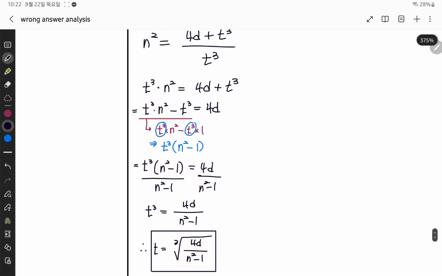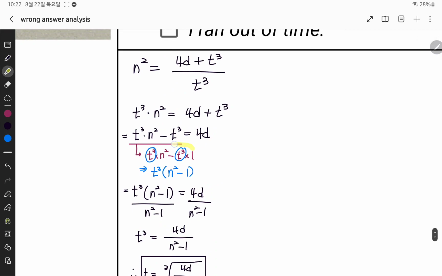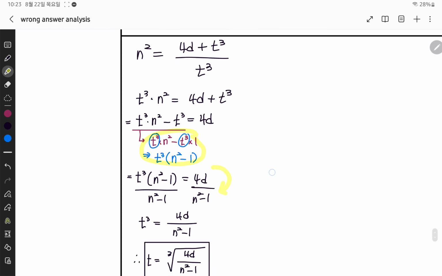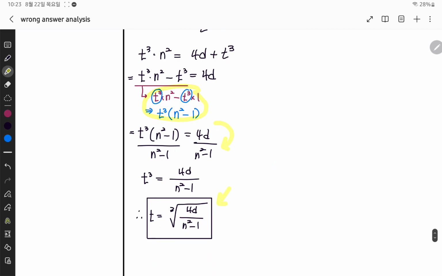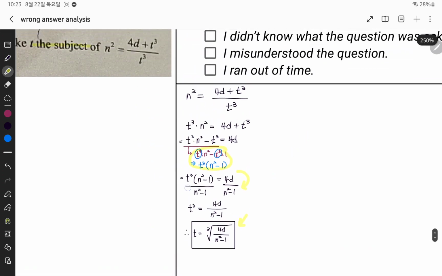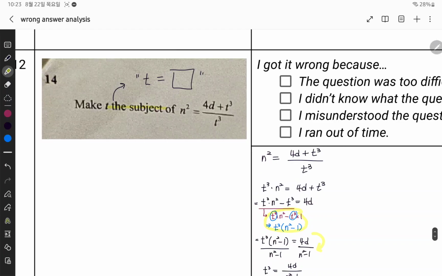In this one, the key takeaway was that we needed to notice how to put it back into parentheses in order to have a very clean division on both sides of the equation, so as to get the correct answer form, which was asking about making t the subject of the equation.